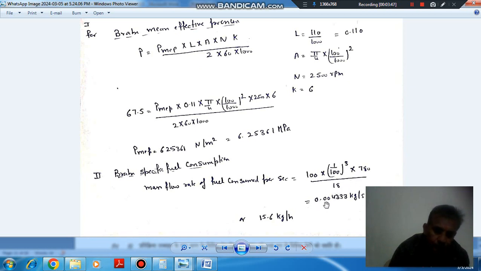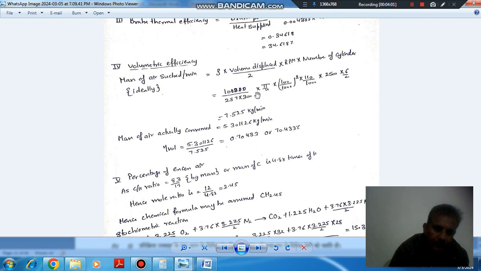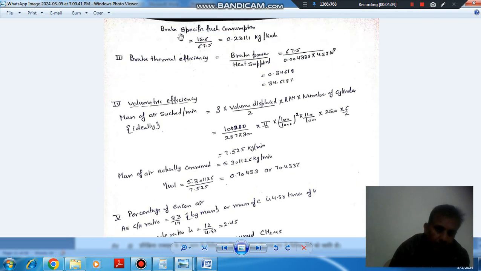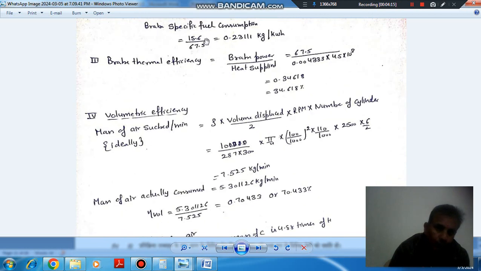So solving it, that is the mass flow rate of fuel in kilogram per second, and if we multiply by 3600, that is 15.6 kilogram per hour. Okay, so next we are calculating brake specific fuel consumption. So that 15.6 is fuel consumed per hour and brake power is 67.5. So brake specific fuel consumption is fuel consumed per hour divided by brake power. So that is 0.2311 kilogram per kilowatt hour. So that is brake specific fuel consumption.